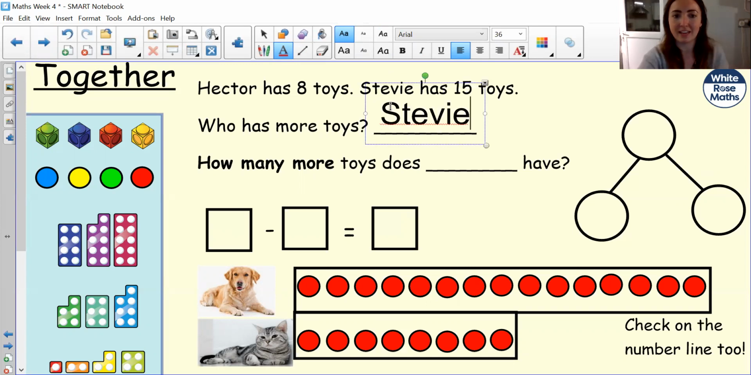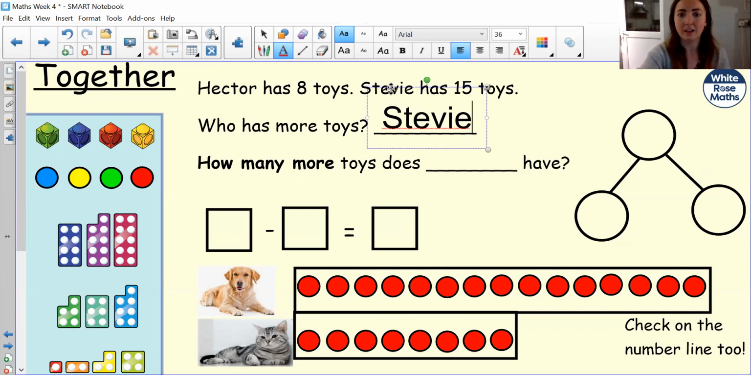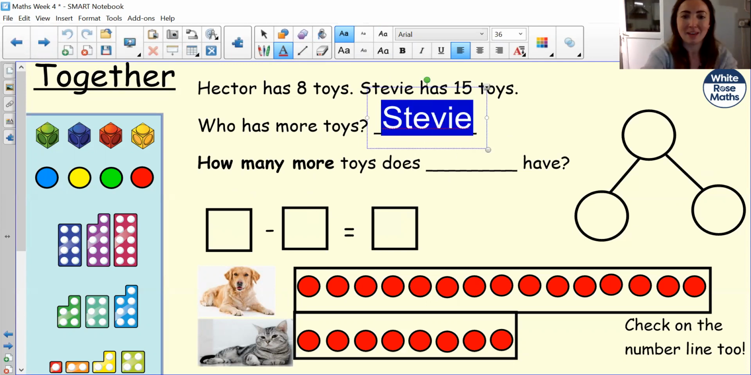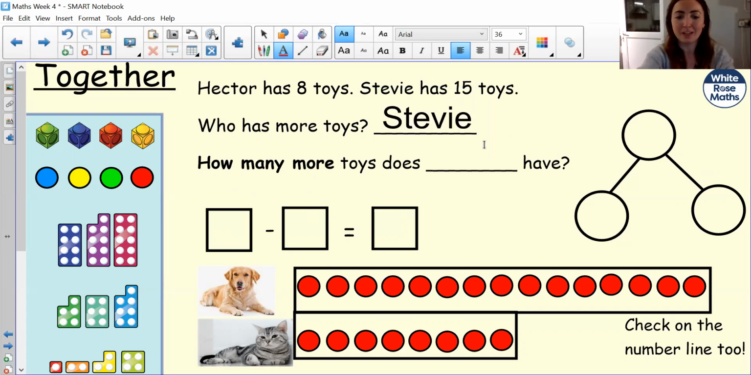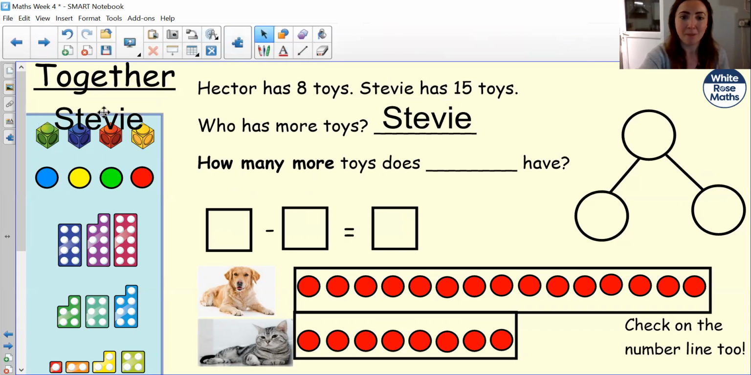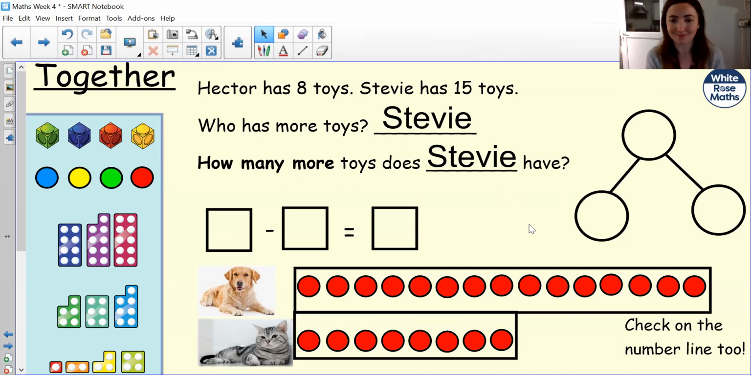I'm going to write Stevie here. Stevie has more toys. But how many more toys does Stevie have? Let's just write Stevie's name here again, now that we know that Stevie has more toys. How many more toys does Stevie have? Okay, so now I'd like you to pause the screen and see if you can use the same method that we just used to work this problem out.